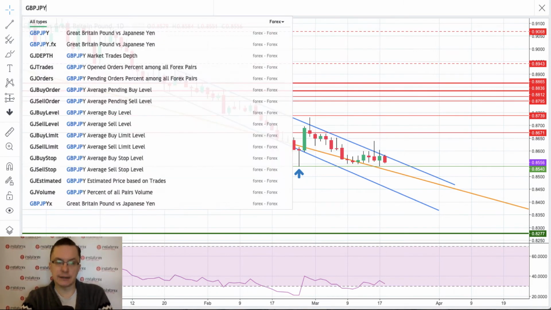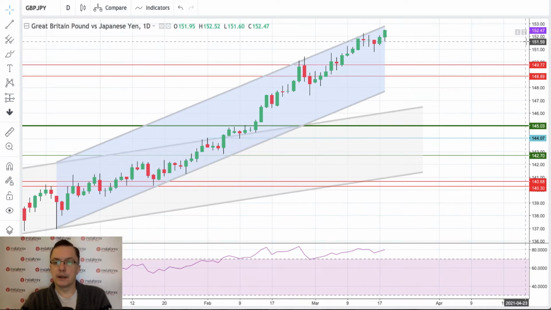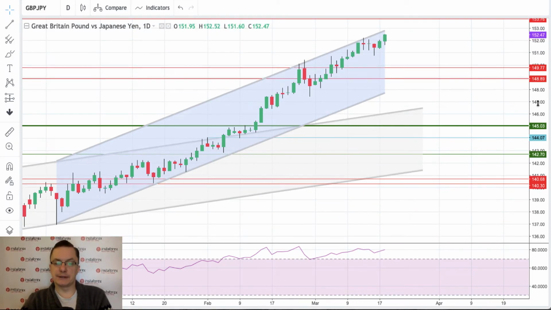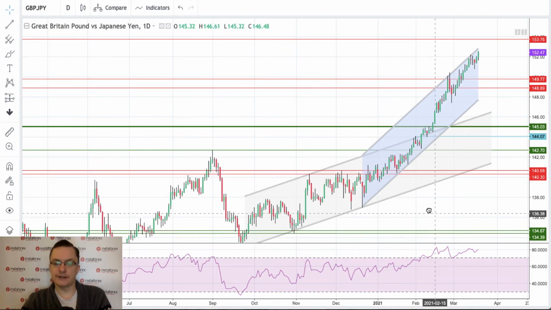Let's take a look at the British pound to Japanese yen. Very violent pair to trade, but as you can see, we keep going up despite the fact that the market is trending during extremely overbought conditions, right? Let me just zoom out for you to see what is really going on.